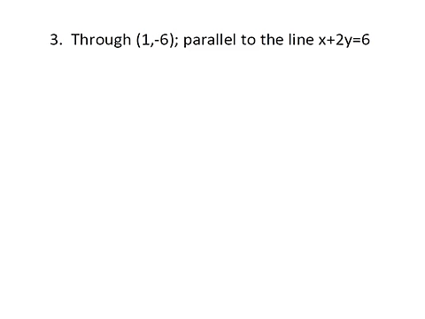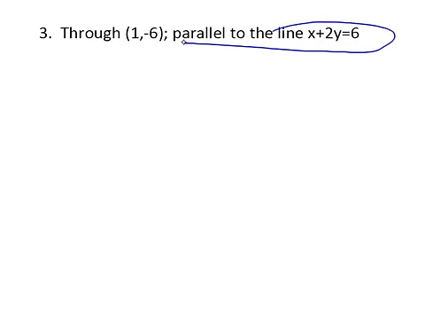Okay, we want to write the equation of a line that goes through the point (1, -6), and I want it to be parallel to the line x + 2y = 6. Now remember, I need the slope. If I'm going to write an equation of a line, I need the slope. I don't have a slope. But what I do know is that it's parallel to this line. Now parallel lines have the same slope. Perpendicular lines have negative reciprocals.